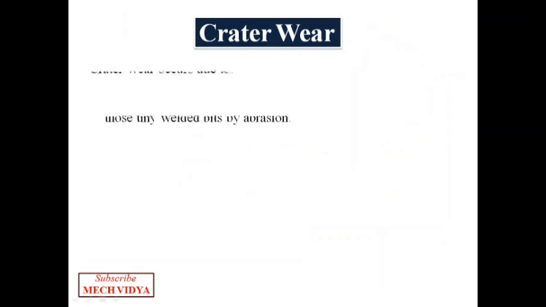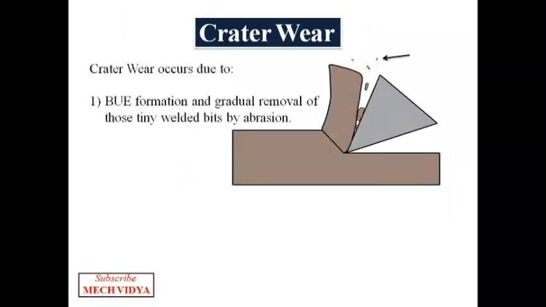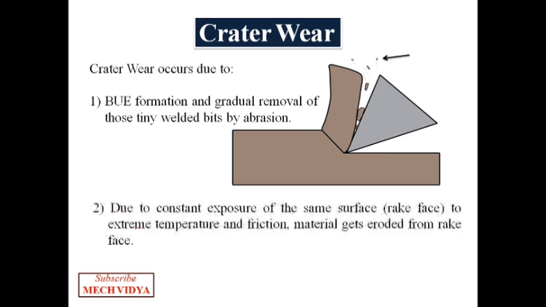When built-up edges are formed in continuous chips, these edges are removed again by abrasion when the chip rubs against the tool. This creates a crater in the rake face. Also, due to high temperature in the range of 800 to 1000 degrees centigrade, as you can see in this figure in red color, the material gets eroded from the portion of the rake face.